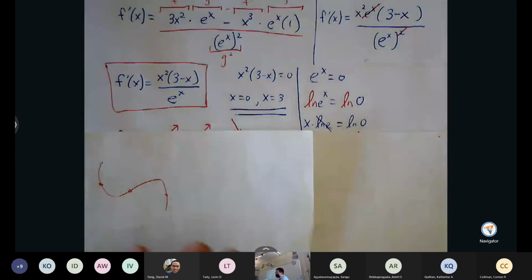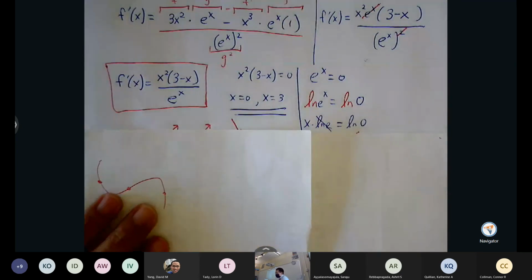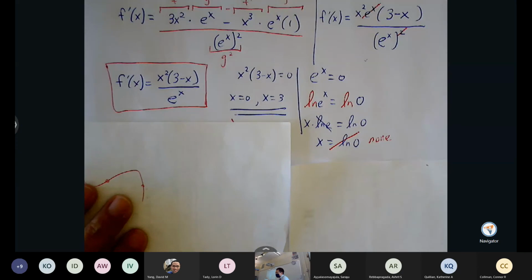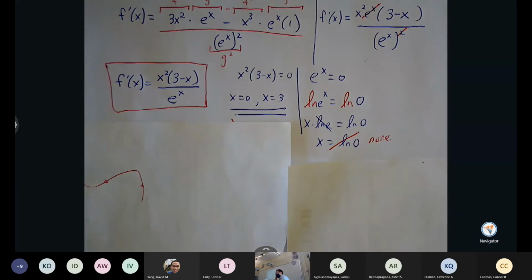So we looked, no critical point there, but we still have 0 and 3 from the f prime sign line. We put 0 and 3. We know the domain is all real numbers, so we're going to test a negative number to the left of 0. So 0 is not a starting point. We're going to do negative left of 0, between 0 and 3, and to the right of 4.